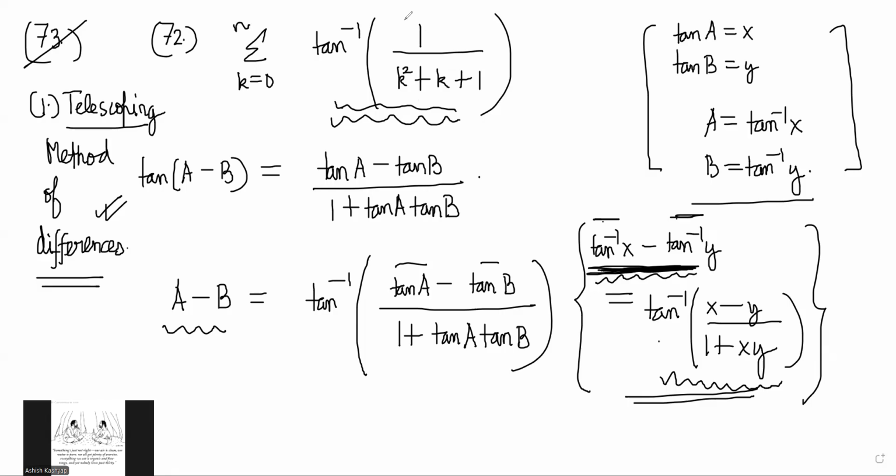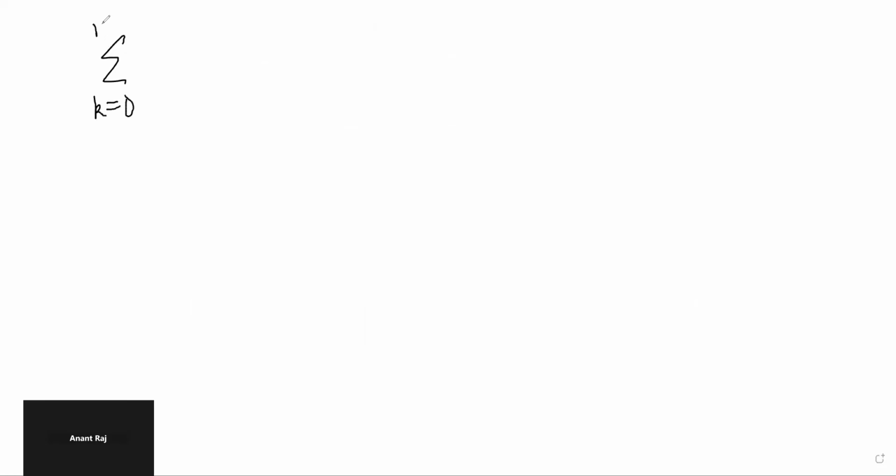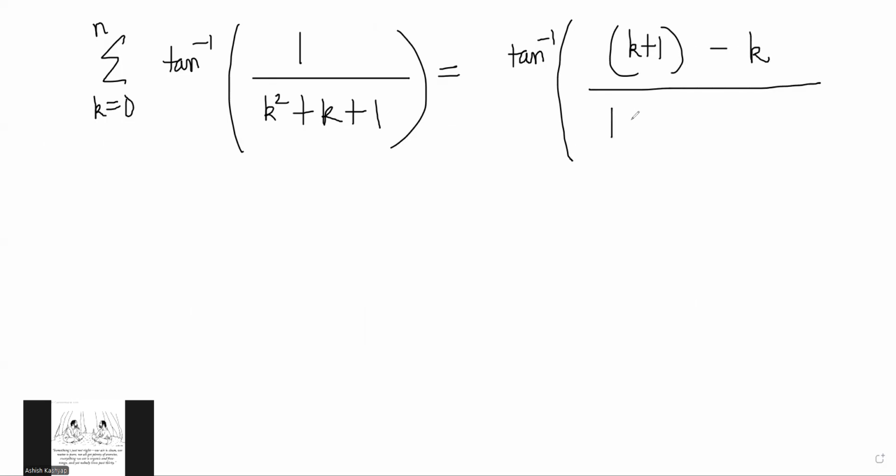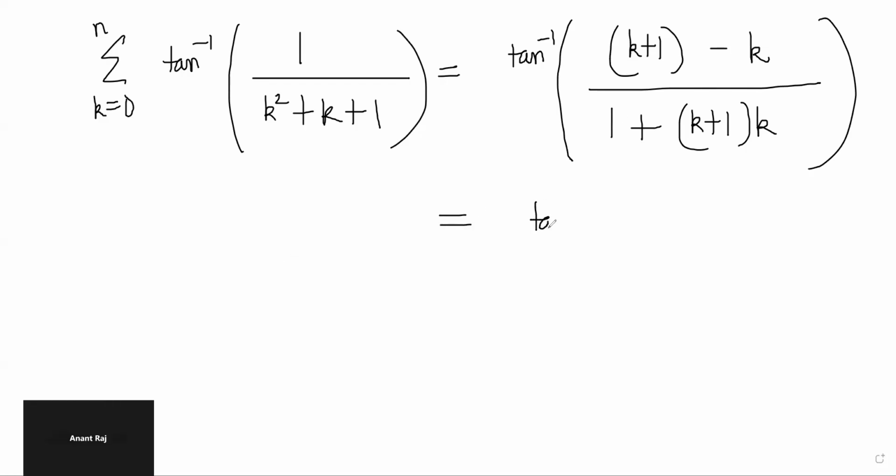Obviously, I have to think of what to do as x minus y and 1 plus xy, right? And it is obvious now because 1 is already there. We can take k common and then it will be k plus 1. Then in the numerator, we can write k plus 1 minus k. We can write it as tan inverse of k plus 1 minus k divided by 1 plus k plus 1 times k, right? So by the formula, now this is going to be tan inverse k plus 1 minus tan inverse k.